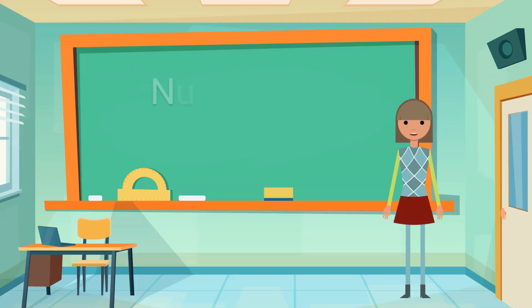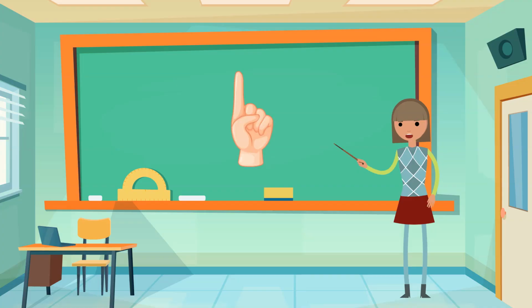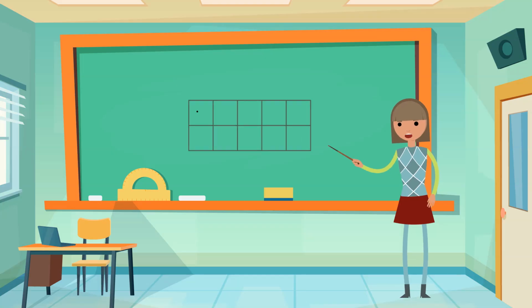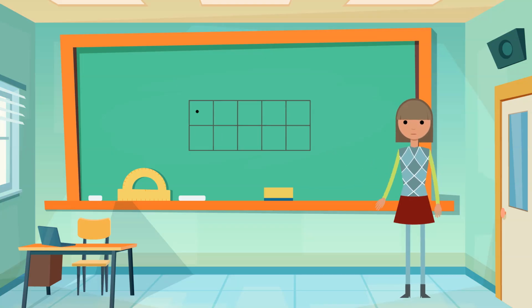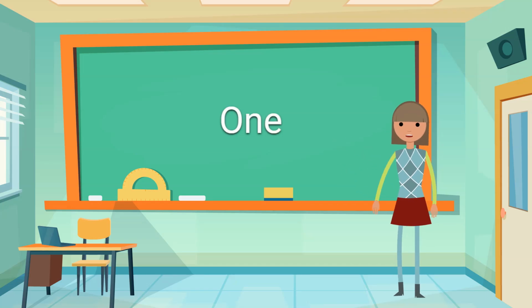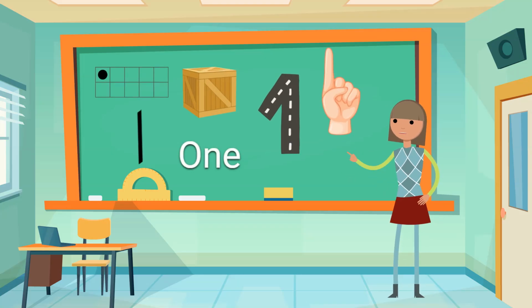Let's learn the different ways we can represent a number. Let's represent number 1. Number 1 can be represented with number 1, with one finger, with one object, with one tally mark, or with one dot in a tens frame, or with letters, writing number 1. These are the ways you can represent number 1.